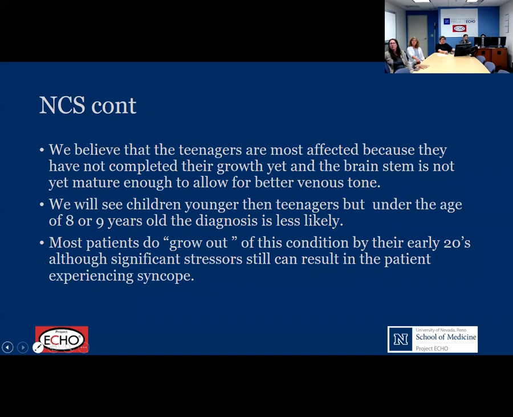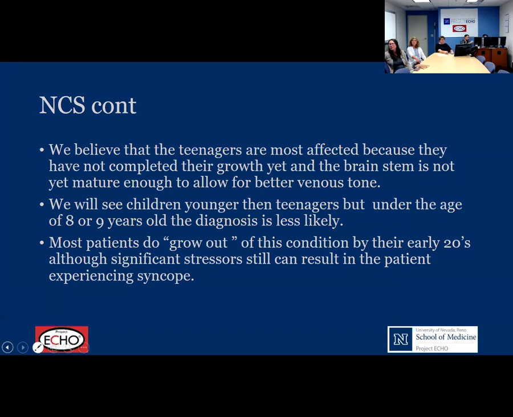So why teenagers? We believe the reason is that teenagers have not completed their growth, and so the brainstem that mediates this has not yet matured enough. And so the venous tone is not as good as it will be when they're older.